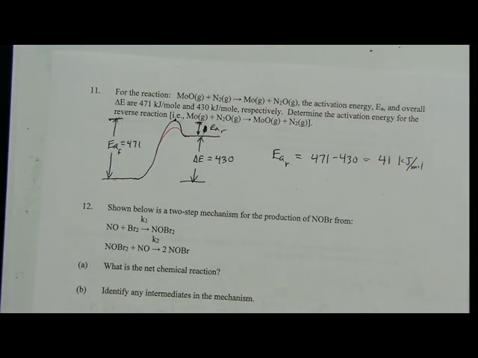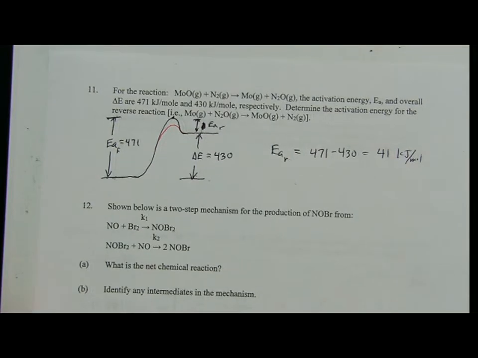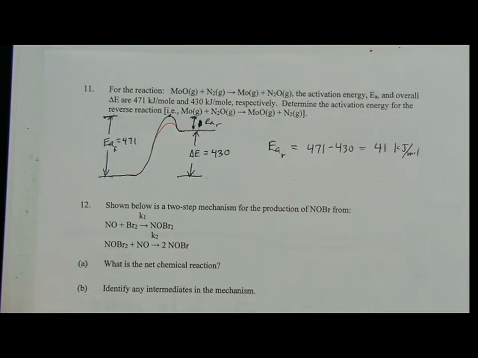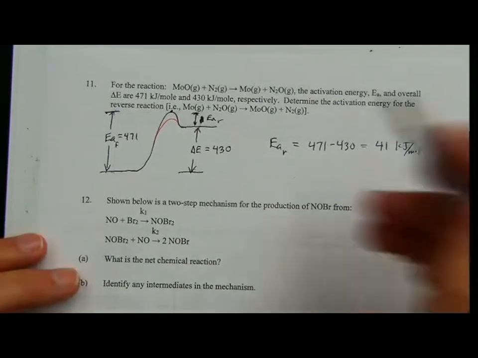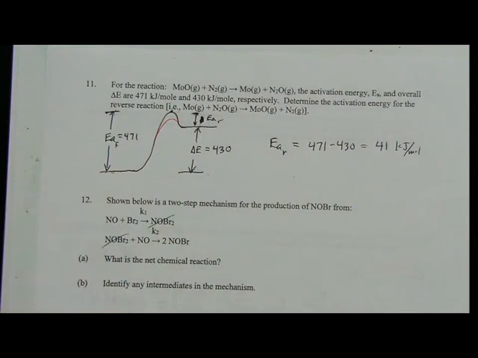All right, so next, shown below is a two-step mechanism for the production of NOBr. What is the net chemical reaction? All right. Again, this is a learning objective. If you're given a mechanism, you've got to figure out what the reaction is. And then identify any intermediates. All right. Anybody know how we would figure out which reaction this is? Cross out the intermediates. Yep, cross out the intermediates. And if there were a catalyst in there, we'd be crossing out catalyst too. So anything that appears on both sides.